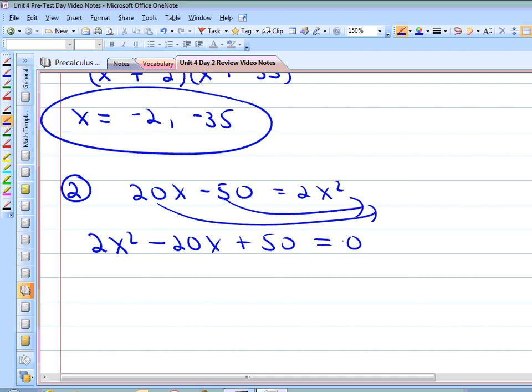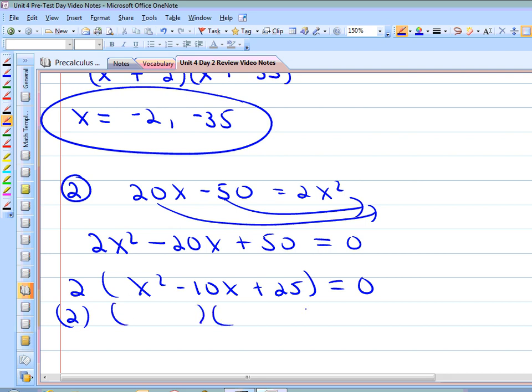Now in this particular case, you always want to look for GCF, greatest common factor. In this case, if you're paying attention, you can factor out a 2 right from the beginning. So let's do that. We take out a 2 and we get x squared minus 10x plus 25 equals 0. And now at this point we can actually factor everything out. So we're going to keep out the 2. That's a factor. Since there's no x, we're not going to get an intercept from that.